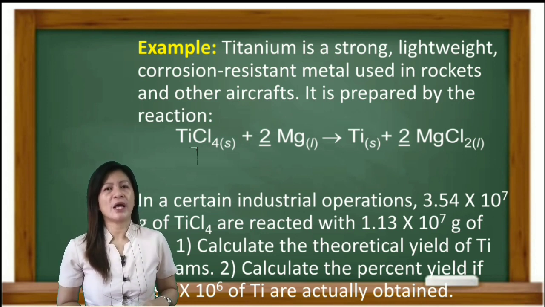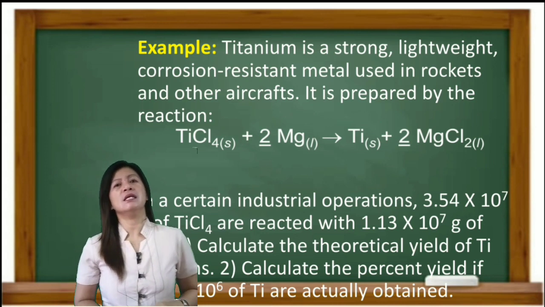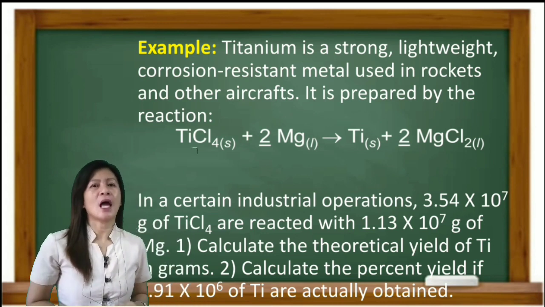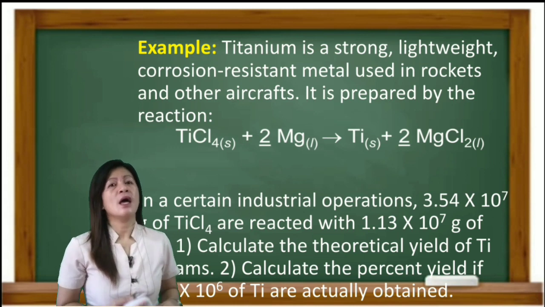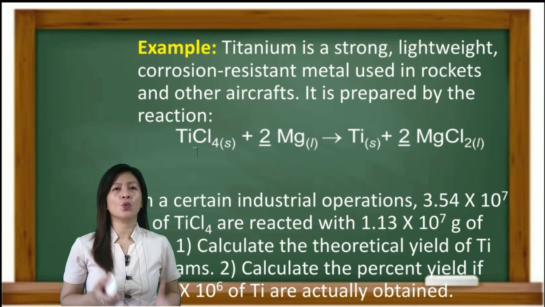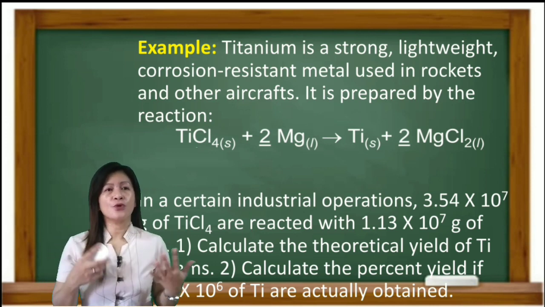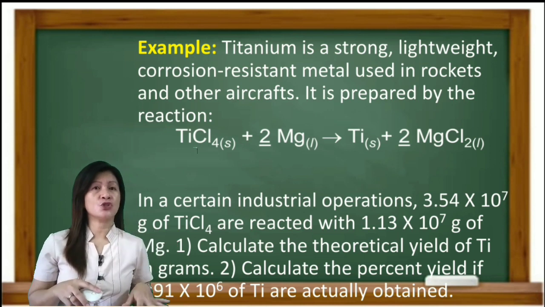1. Calculate the theoretical yield of titanium in grams, and 2. Calculate the percent yield if 7.91 times 10 raised to 6 grams of titanium are actually obtained. So to answer the two questions, let's follow these strategies.